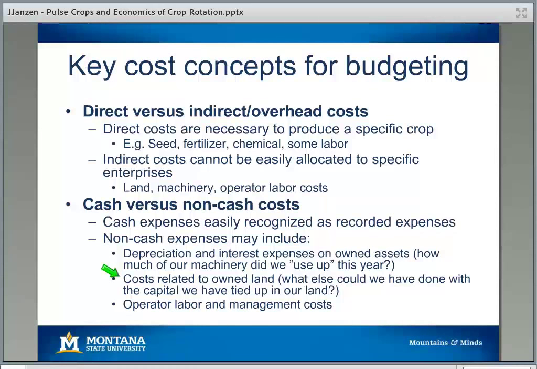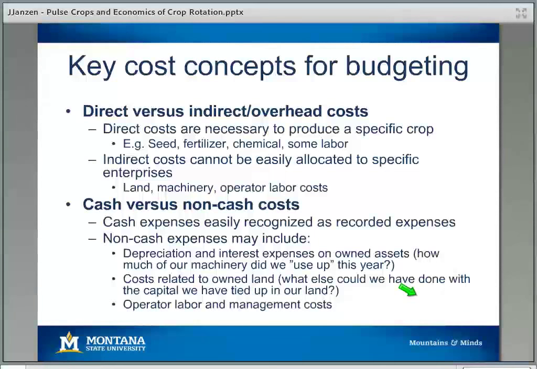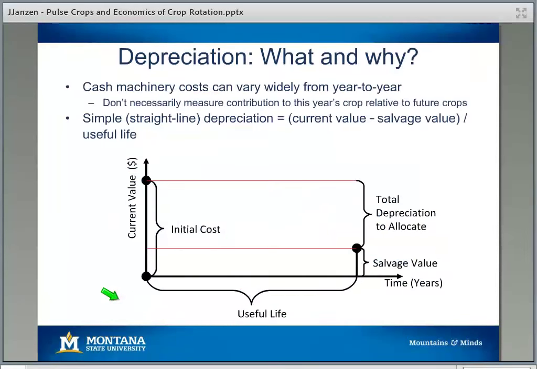We still have capital tied up in owned land that's similar to the rent that we pay potentially on borrowed land. And so we don't want to make one enterprise look better than another because we grew that crop on owned or rented land. So in these budgets, we're going to include the same land charge. That's an estimate of this non-cash land expense for each crop. And then finally, the operator labor and management costs. What an operator might pay themselves out of what's left over after deducting all the other costs that the farm incurs might not be the true cost of your labor and management. So we can think of those as similar to a non-cash expense.